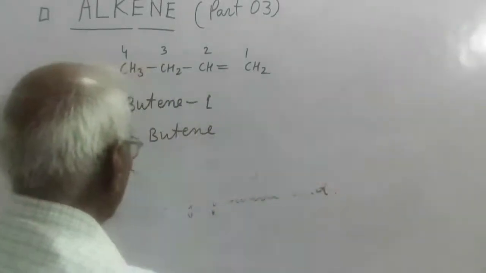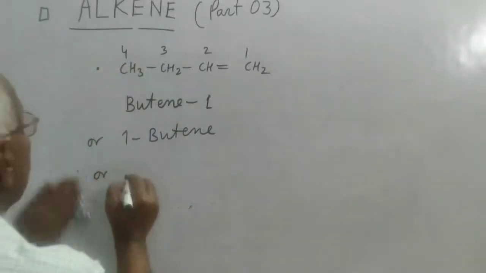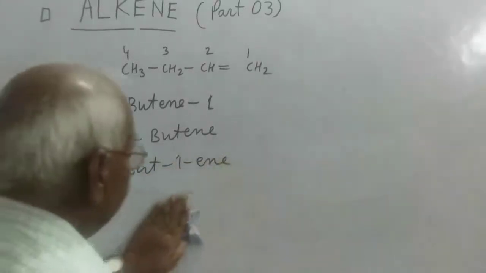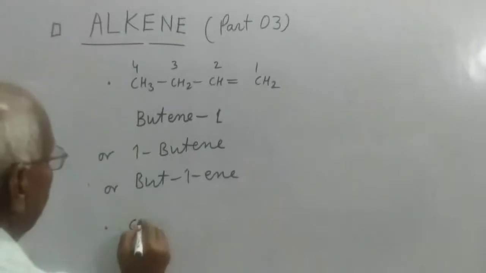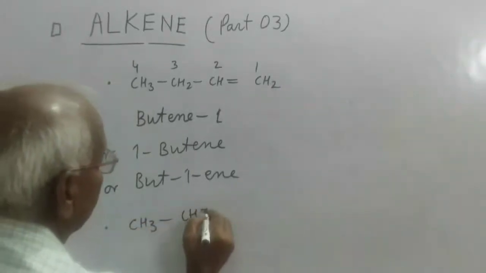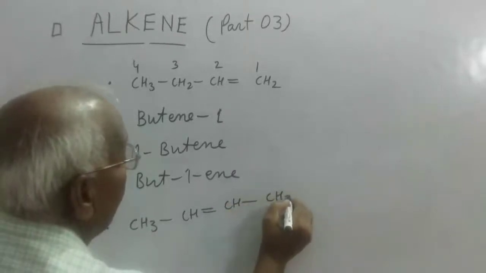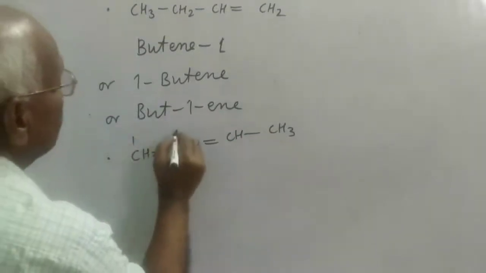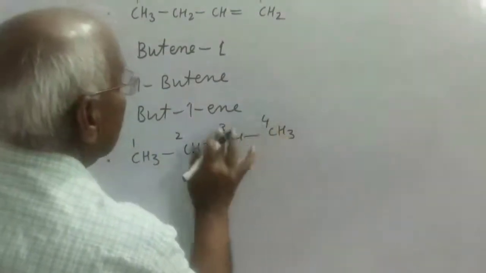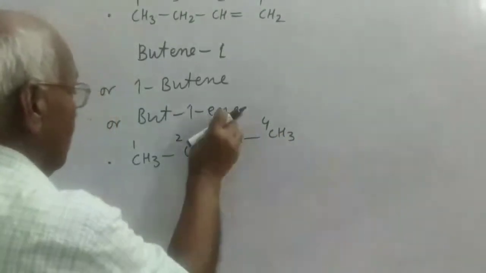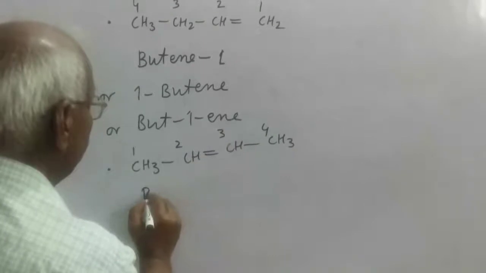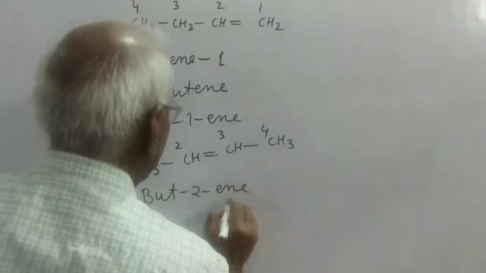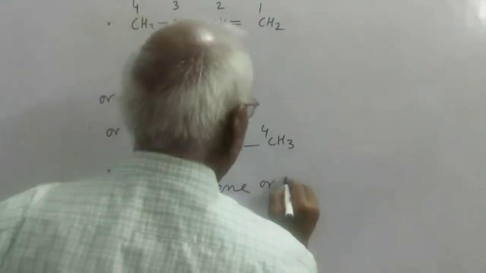If the double bond is shifted, you can put the number either from this side or from this side. So you start from this side, 3 and 4. Root word is but. Its double bond position is 2. So it is 2-butene.